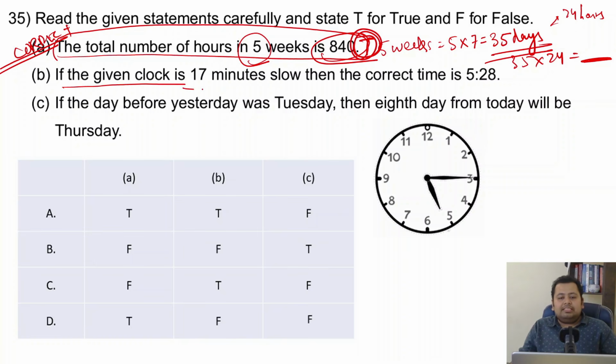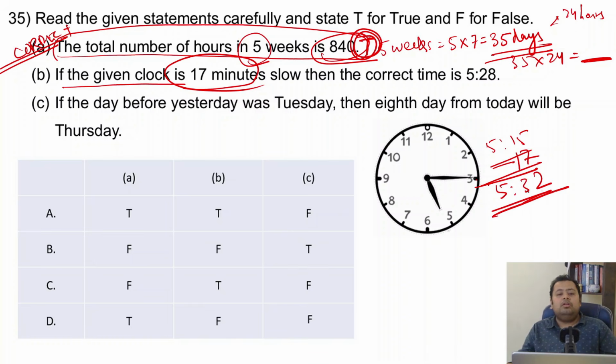Second, if the given clock is 17 minutes slow, then what is the actual time? The time that is shown in the clock is 5:15. But if it is 17 minutes slow, then the actual time is 17 minutes ahead. It has slowed down from a higher number, right? So if it is 17 minutes slow, you will have to add 17 minutes to it. If you do that, you get the actual time now as 5:32, right? Is it 5:28? No. So this becomes false.